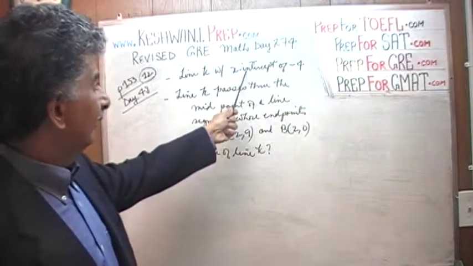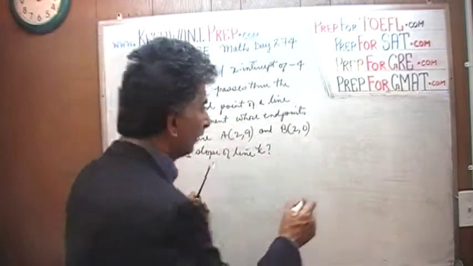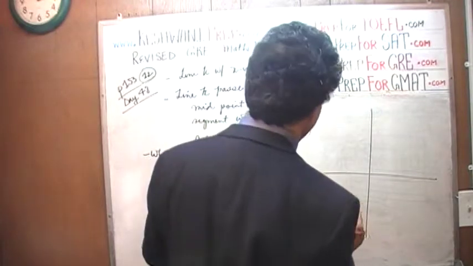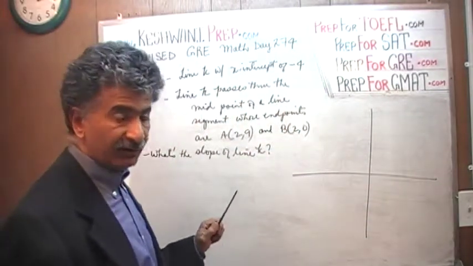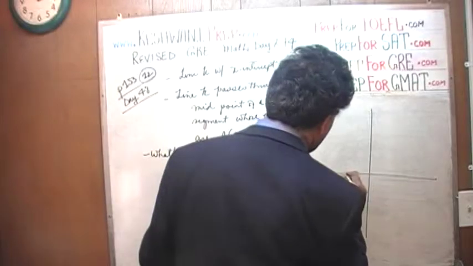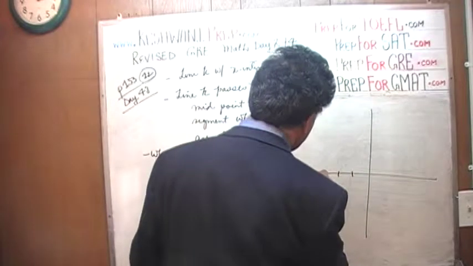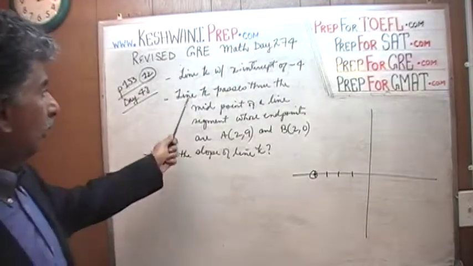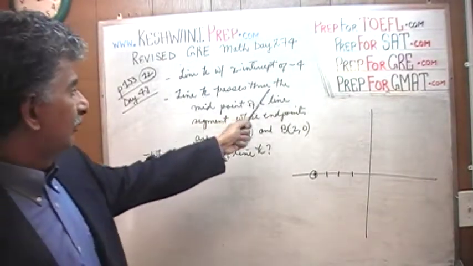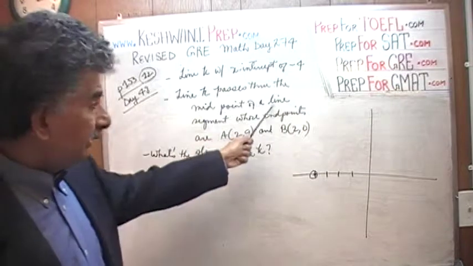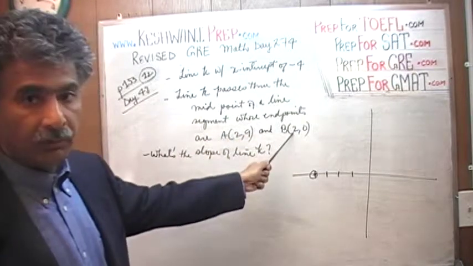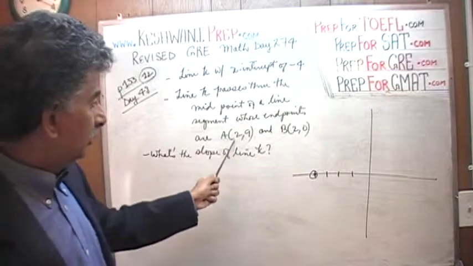Line K has an x-intercept of -4. So let's draw our coordinate system. -4, x-intercept, you understand, which means it cuts the x-axis at -4. 1, 2, 3, 4. It cuts right here. We are also told that line K passes through the midpoint of another line whose endpoints are 2, 9 and 2, 0. Let's look at these 2 points, shall we? 2, 9 and 2, 0.